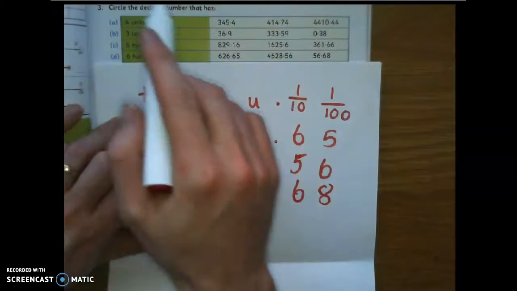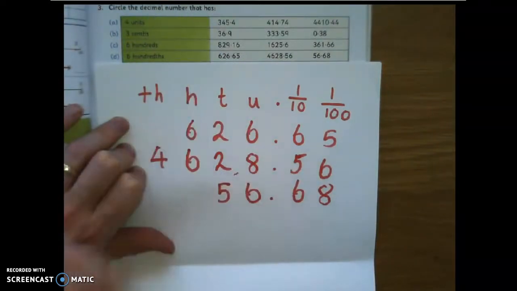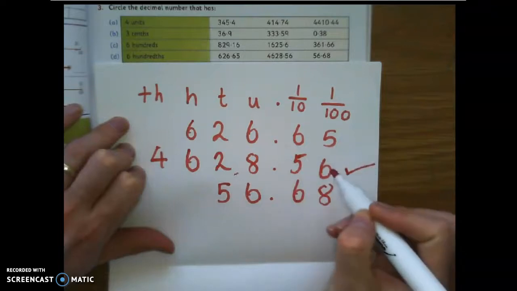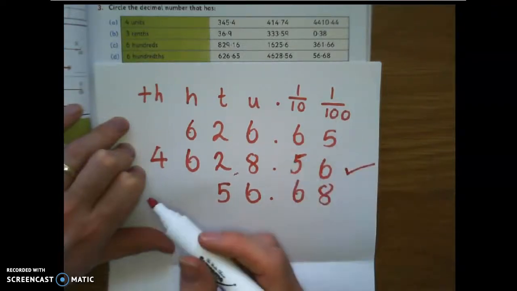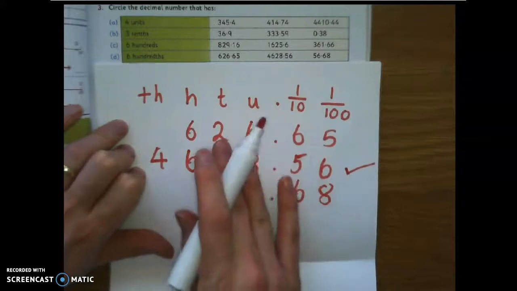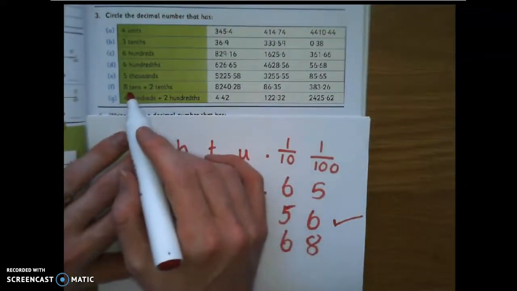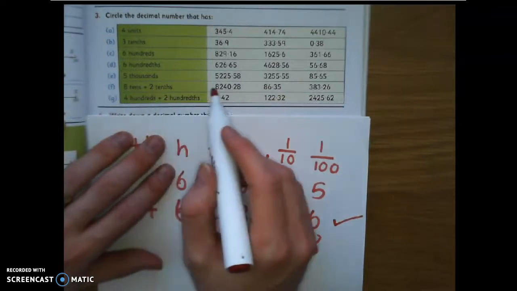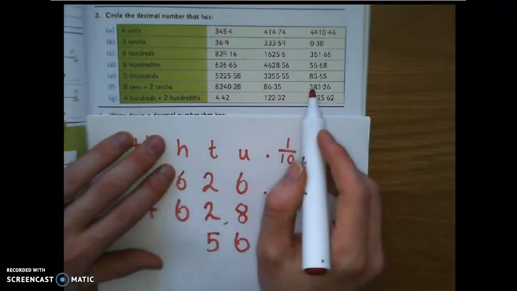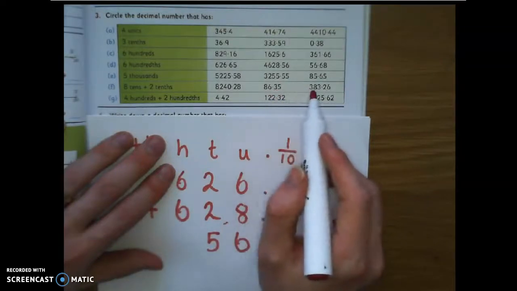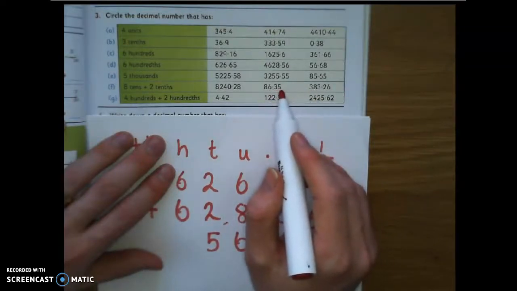Okay, so circle the decimal number that has 6 hundredths. Which one of those has 6 hundredths? This one here, look, 6 hundredths. So that's the number with 6 hundredths. Okay, so with the rest of them, guys, for example, F, 8 tens and 2 tenths. Any of them have 8 tens? Oh, well actually both of these have 8 tens. 86 and 386, so 8 tens and 2 tenths.